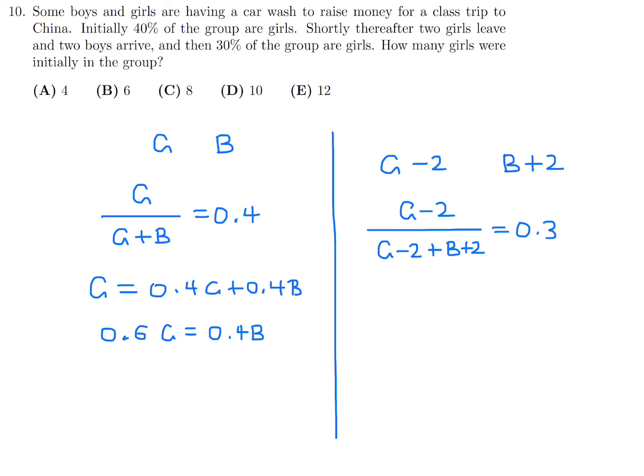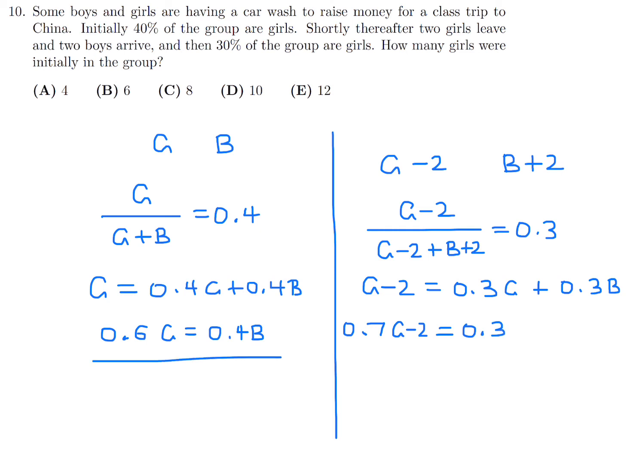Okay. So now cross multiply and you get G minus 2 is equal to 0.3G plus 0.3B, because the 2's cancel. Solving for this, you get 0.7G minus 2 is equal to 0.3B. But instead of B, I'm going to put the substituted value for B. So that's going to be 0.6G over 0.4, like that.